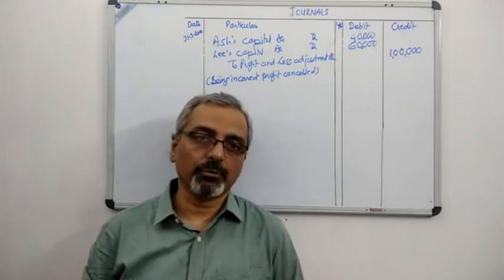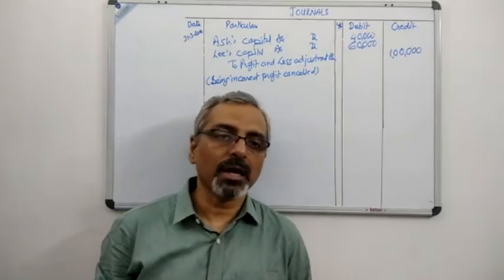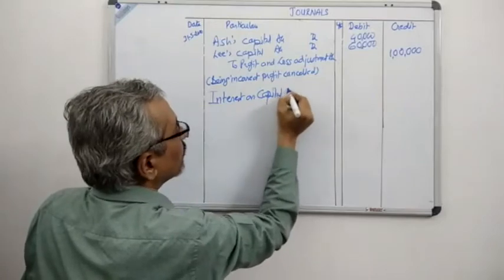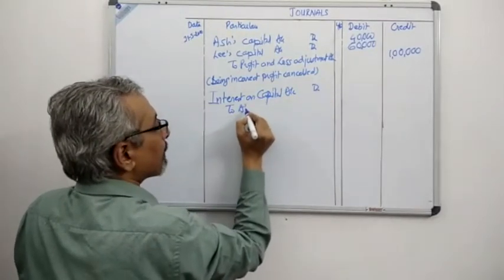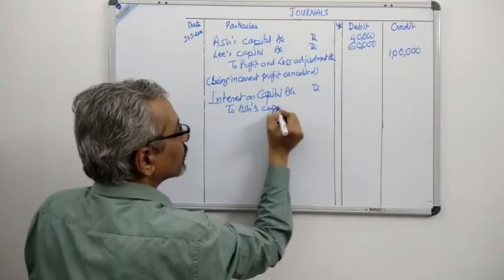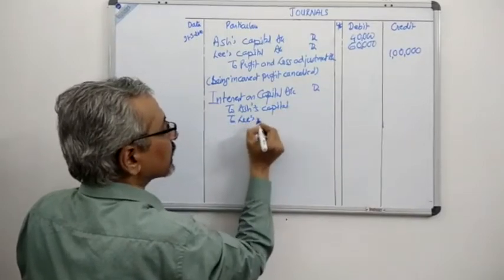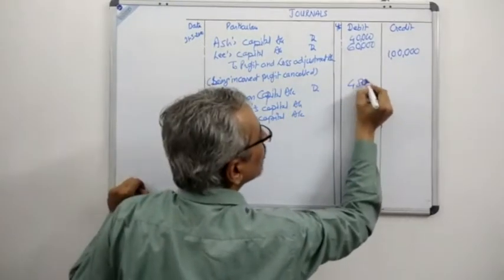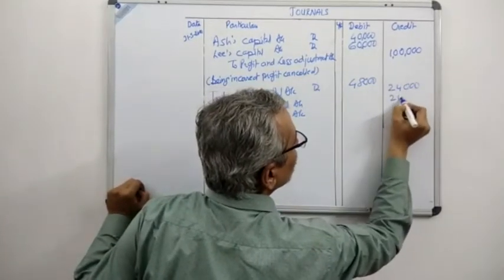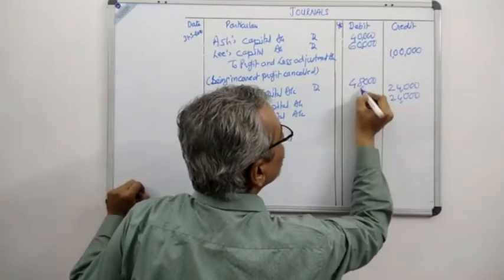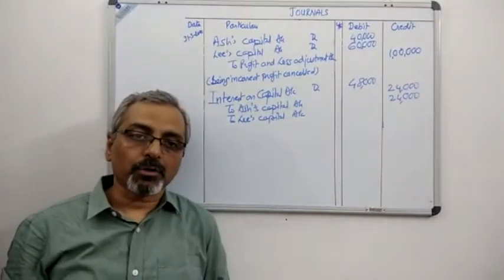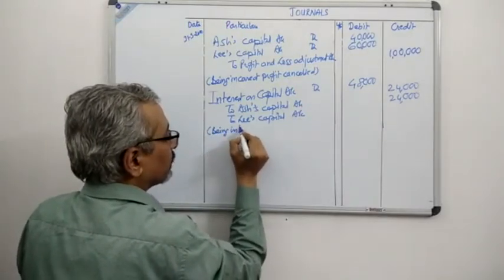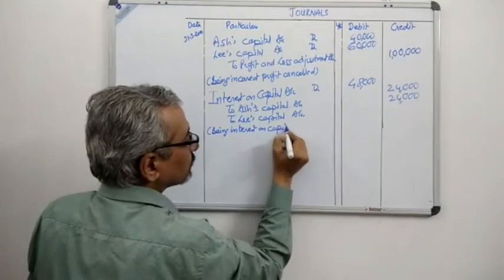If you remember, the interest on capital was 24,000. So we'll pass the interest on capital. Who are the two partners? Ash and Lee. So the next journal entry is interest on capital account debit to Ash's capital, to Lee's capital. What is the amount? Both got 24,000. So 48,000, 24,000 and 24,000. So this is the journal. Be very careful about it. And here the narration will be interest on capital provided. Being interest on capital provided.